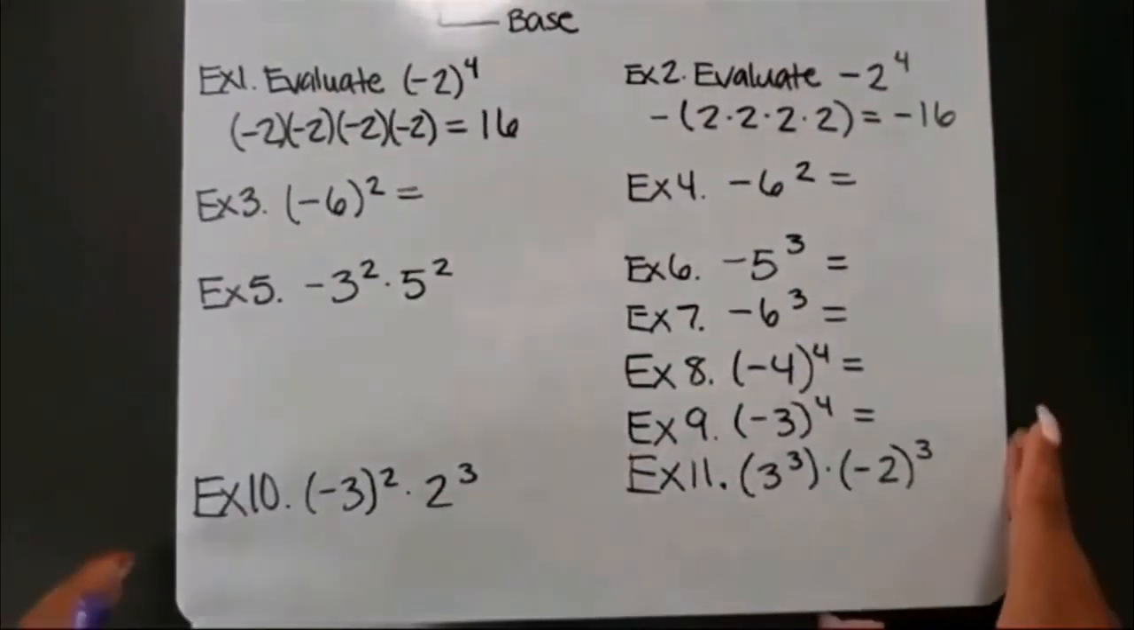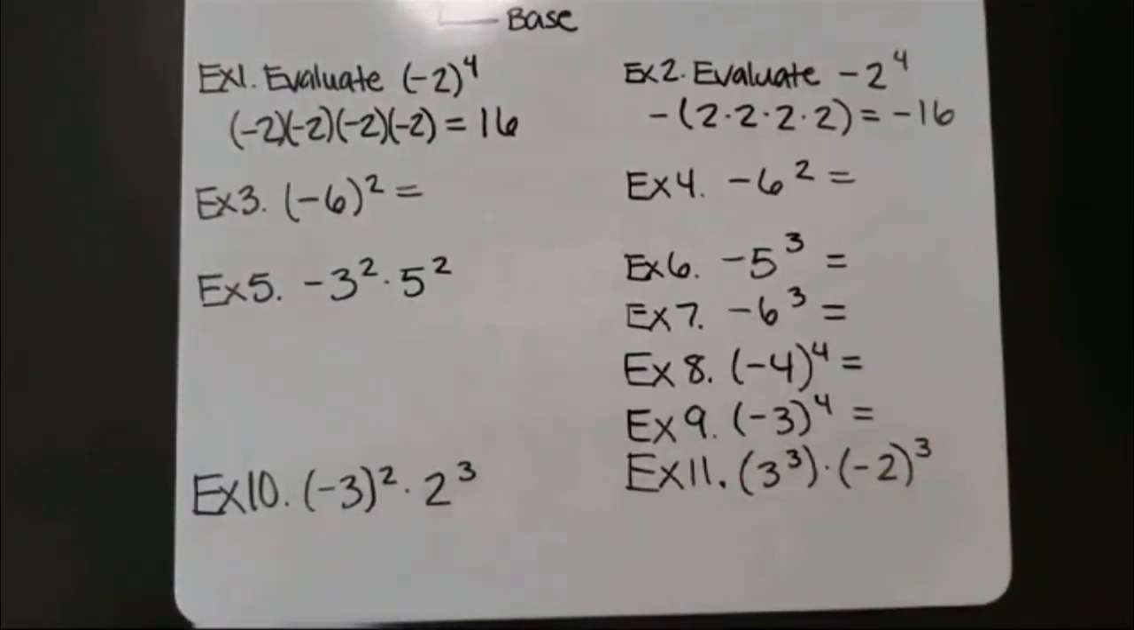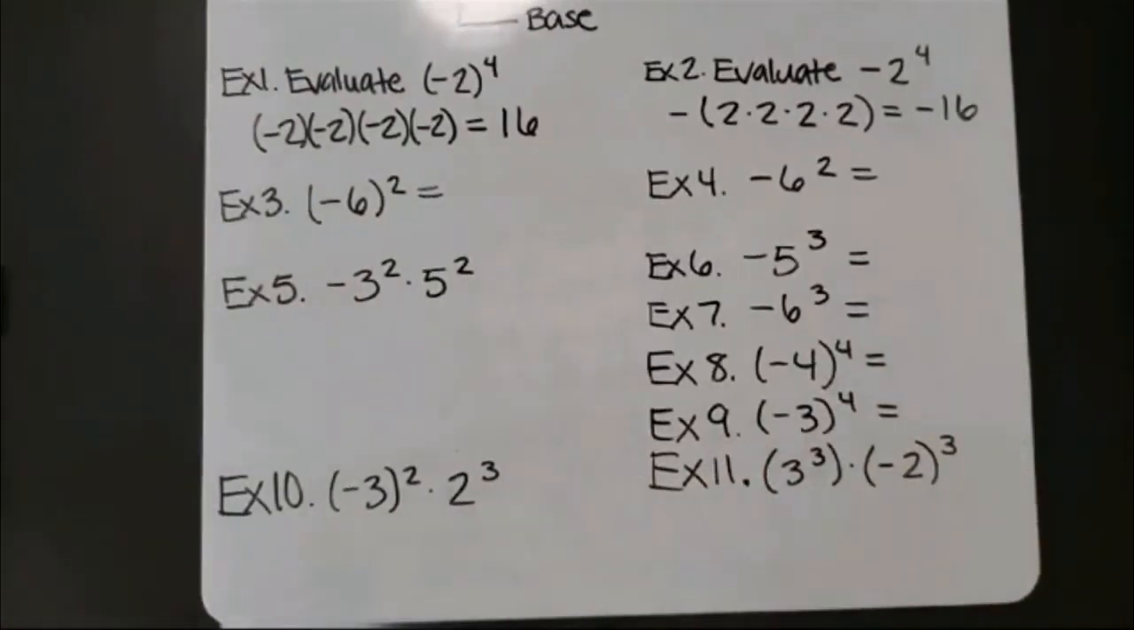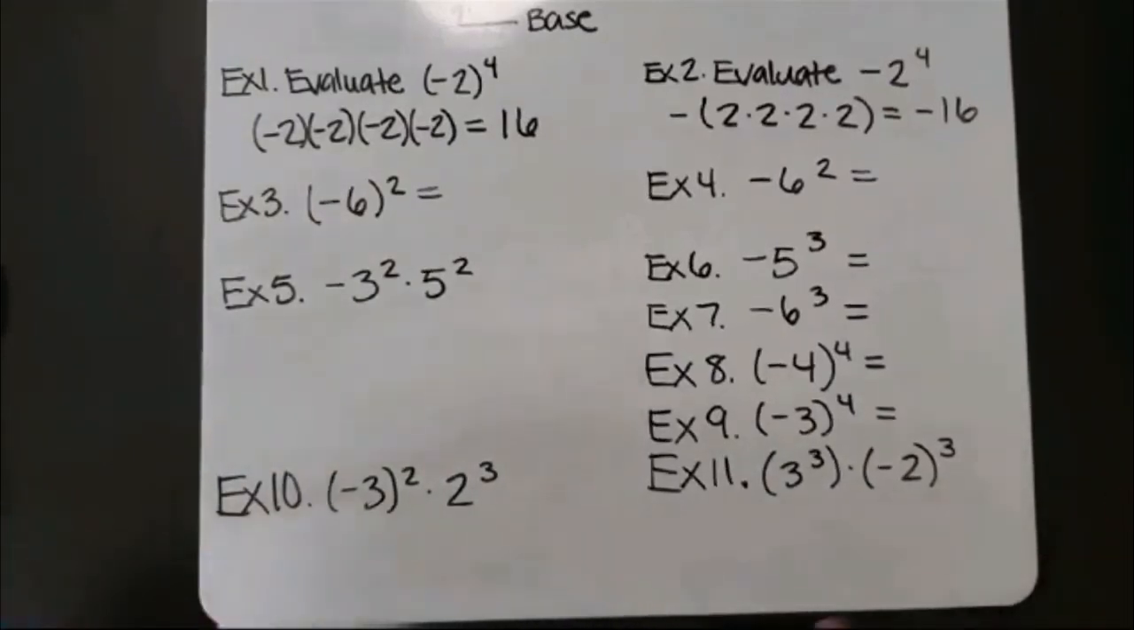mathematically in the problems. So for example 1, we have evaluate negative 2 to the 4th power, okay? For example 2, we have evaluate negative 2 to the 4th power, all right? It may sound the same, but it looks completely different, all right? So this is a scenario that I really want you guys to pay attention to moving forward. It's going to make a huge difference with getting the answer right or wrong.